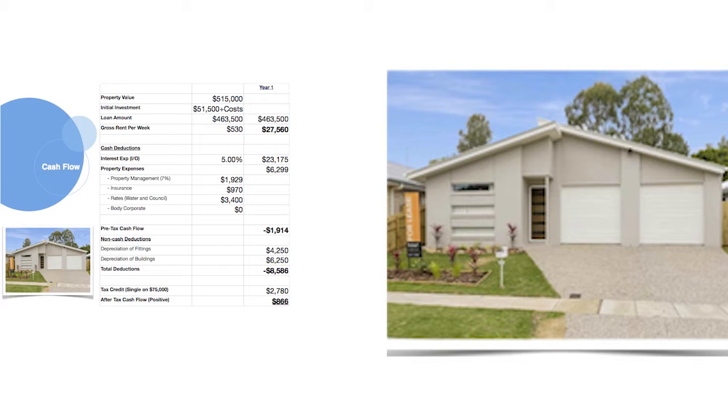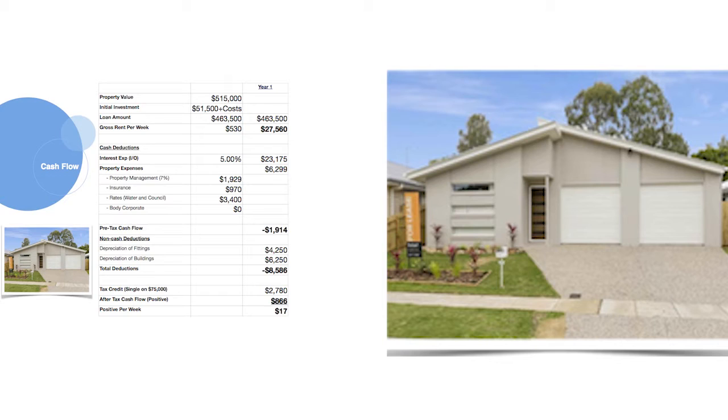Now, an individual earning $75,000, that would actually result in a tax saving for them of $2,780. So here you can see you've got a pre-tax cash flow that was negative $1,900 per year. But now we've got this big tax saving coming through, which actually puts the property into a positive scenario, a positive $866 per year. So as you can see here, this property has actually cost me nothing per year to hold. It has actually been positive overall.